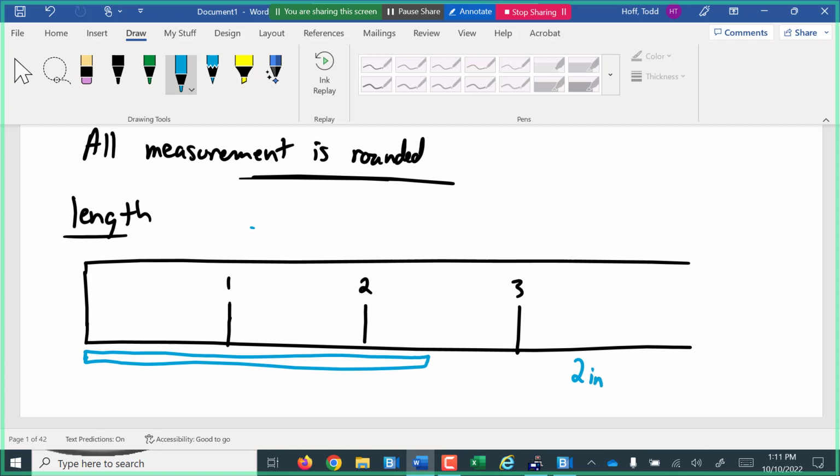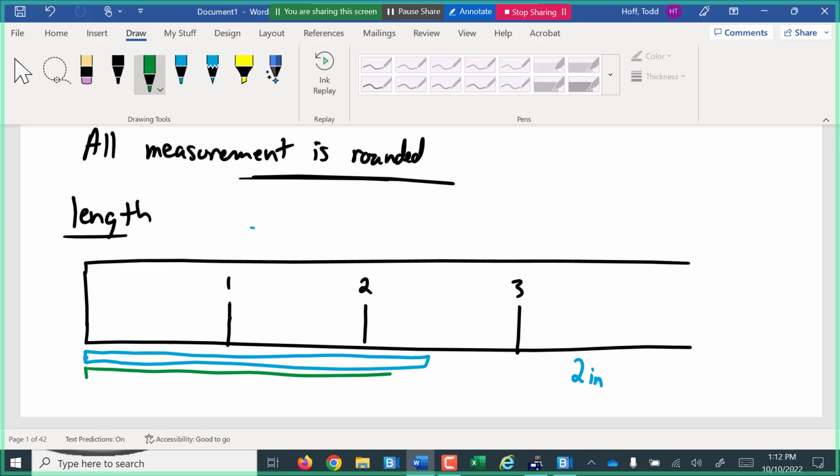Now you might say, well, it's about halfway in between. Can't we say 2.5 inches? And the answer is no. We cannot say 2.5 inches because this measuring device is not capable of measuring to the 1/2 inch. It's only capable of going to the nearest inch. So we have to make sure that we report it honestly to indicate what our device is capable of.